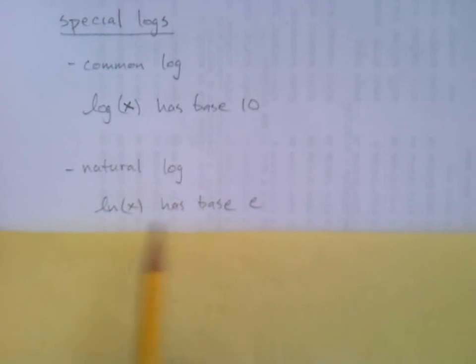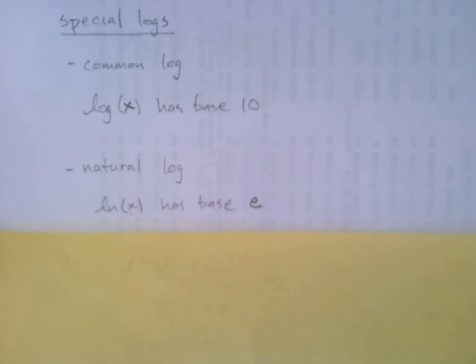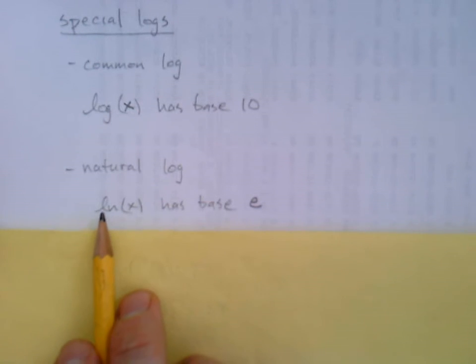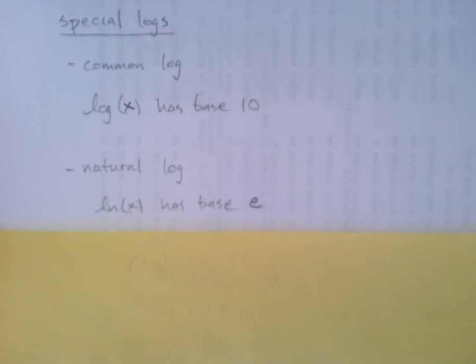ln of x. The natural number, you might remember, is that number e, that strange number e that we saw back in 10.2. So nobody writes it as the base, but if you're talking about the natural log, everybody knows that that base is e.